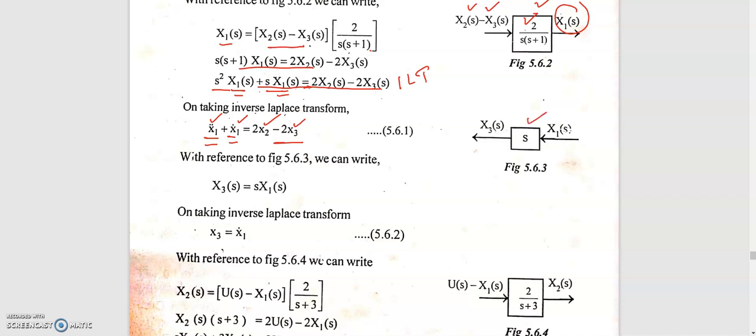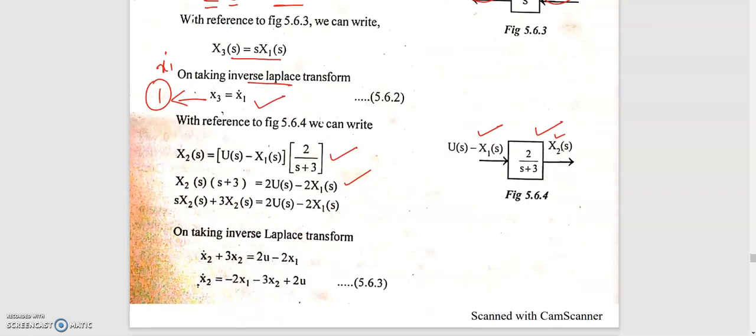Then take the second block. Again, write down the input, write down the output, write down the equation, and take the inverse Laplace transform. You will get the next equation, x3 equal to x1 dot. So from this you will get the equation for x1 dot. Similarly, consider the third block. Again write down the input as well as the output, write down the equation and simplify this. Again take the inverse Laplace transform, and from this you will get x2 dot, the equation for x2 dot.